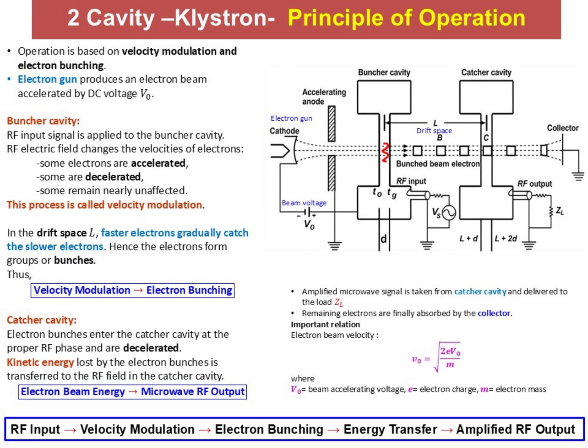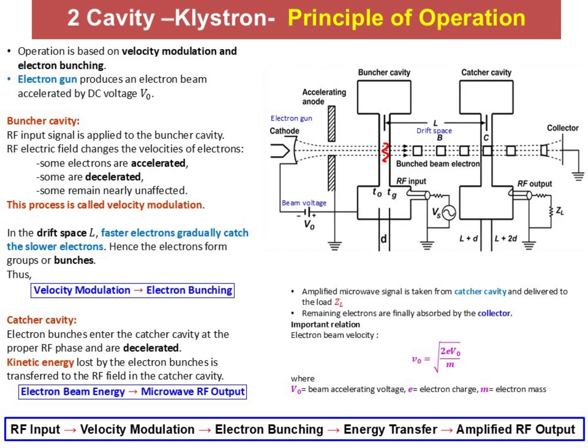The bunches then enter the second resonator, called the catcher cavity. At the correct RF phase, the bunches are decelerated. The kinetic energy lost by the electron bunches is transferred to the RF field in the catcher cavity. Therefore, the RF signal becomes amplified. Finally, the amplified microwave output is taken from the catcher cavity, and the remaining electrons are absorbed by the collector. So the complete process can be remembered as: RF input, velocity modulation, electron bunching, energy transfer, amplified RF output.